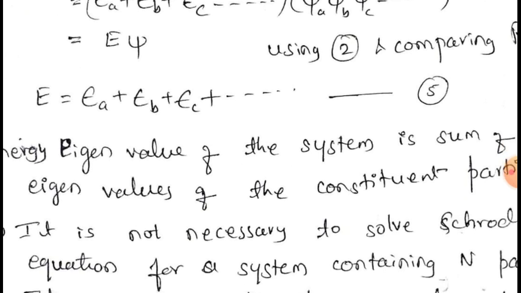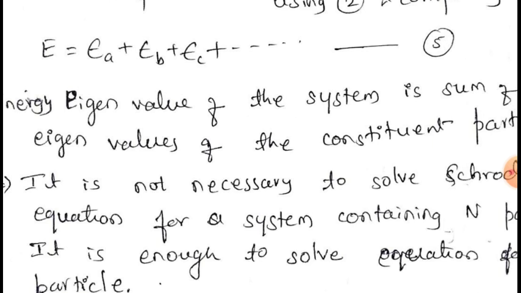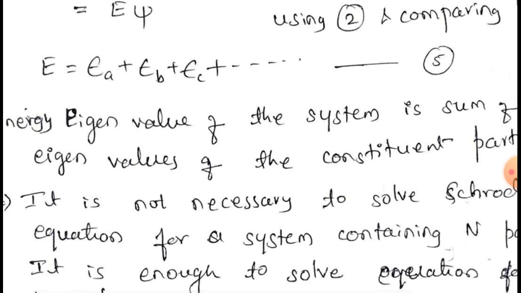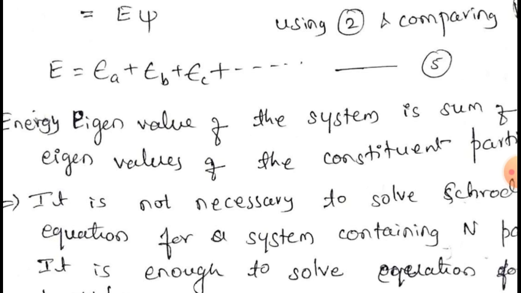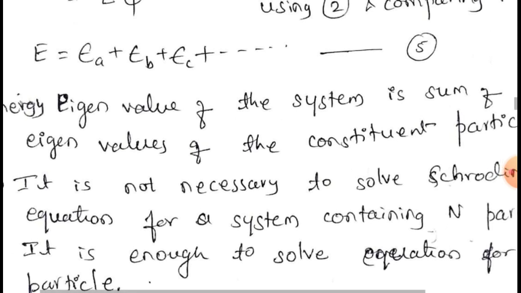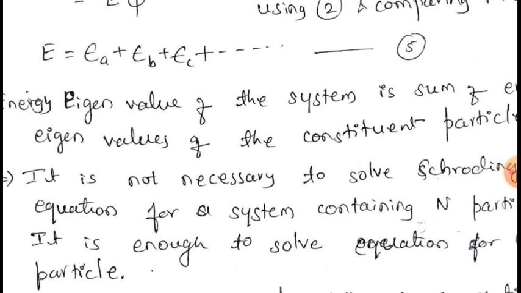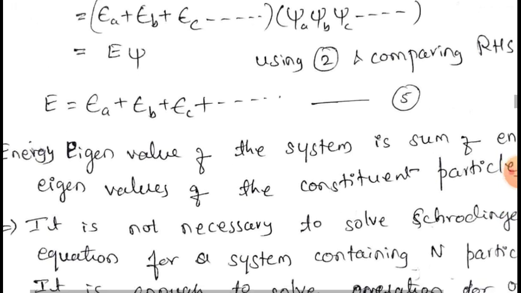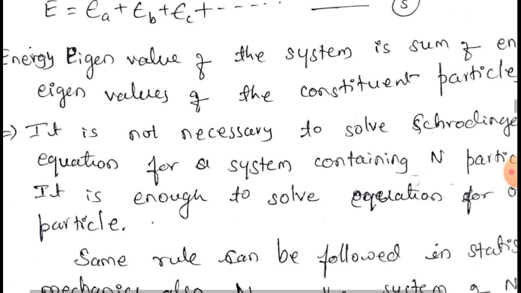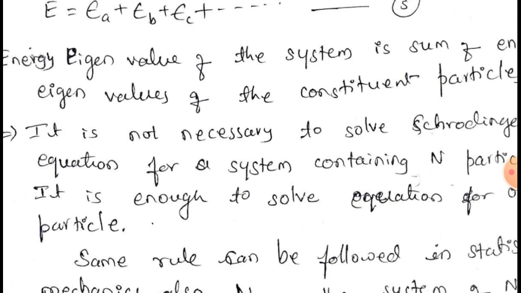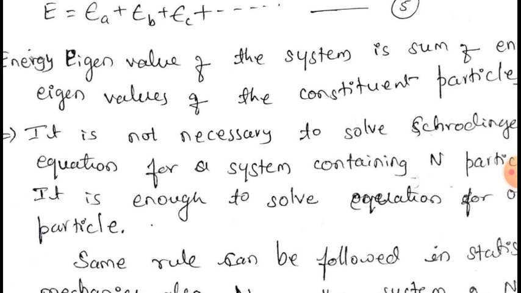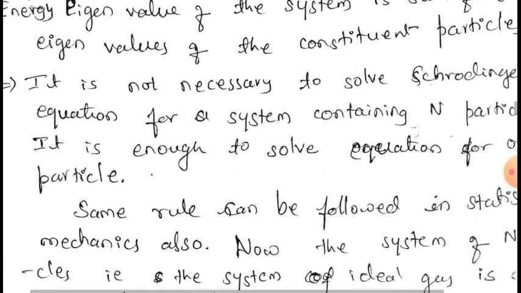And here capital E is the energy eigenvalue of the system, and it is now a sum of the energy eigenvalues of the constituent particles. It is not necessary to solve the Schrodinger equation for the whole system. It is sufficient to solve the Schrodinger equation for one particle.